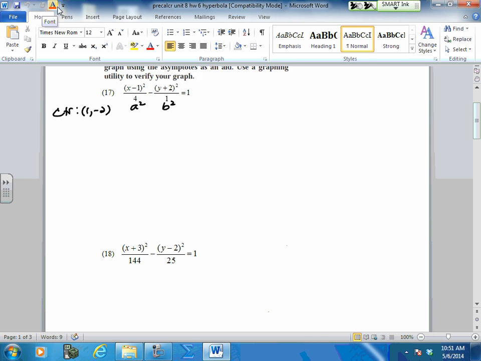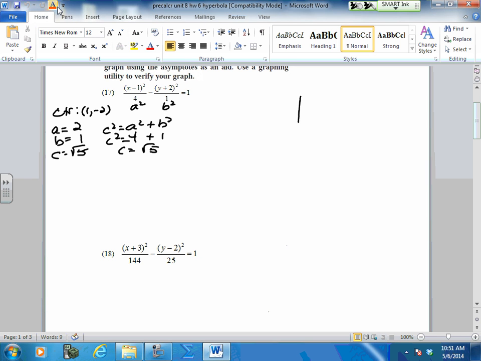1, negative 2. What's a? What's b? And let's find c. Now remember, as soon as you do this, this is like Pythagorean. 4 plus 1 equals c squared. So c is radical 5. Okay? So let's draw what we know.